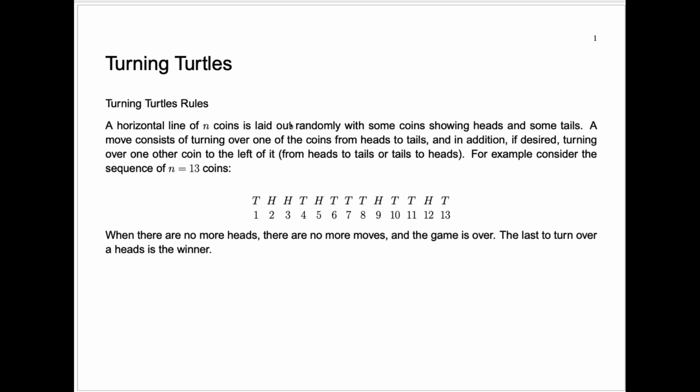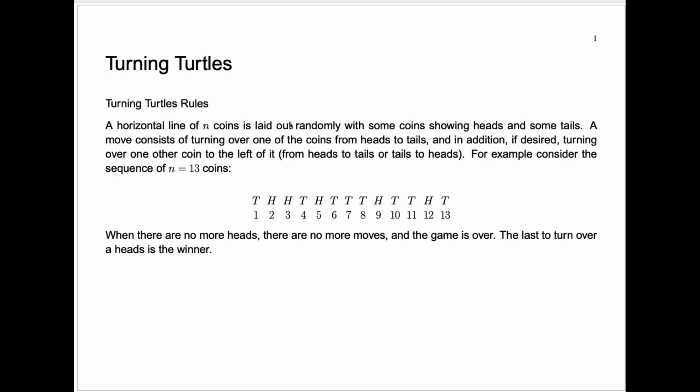Today, I want to just talk with you guys about one of the games that comes up in the problem section in section 2. The game is called Turning Turtles. They mention in the layout of the problem that this game was created by Hendrik Lenstra.